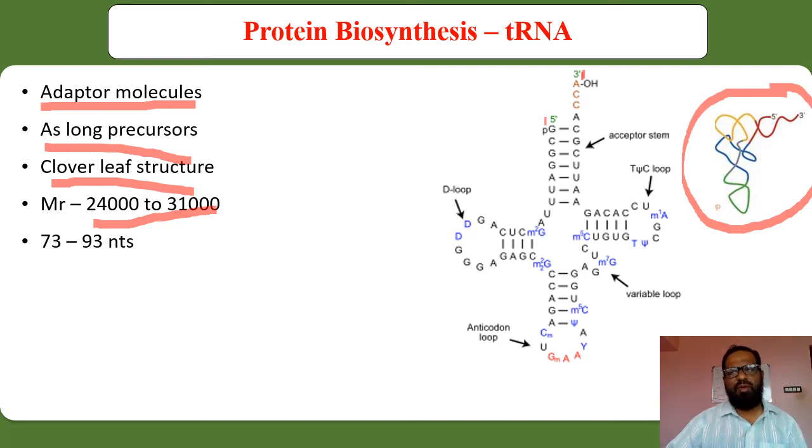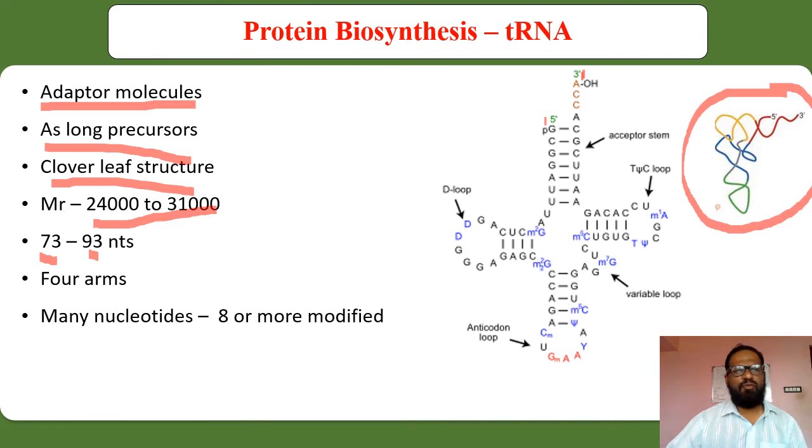Now, as already said, the total number of bases in the tRNAs varies from 73 to 93. Some tRNAs can have about 73 bases, and some about 93. Altogether, across all the different types of tRNA molecules, anywhere between 73 and 93 bases can be present. This is a very important point to remember. Then you can find that there are 4 arms present.